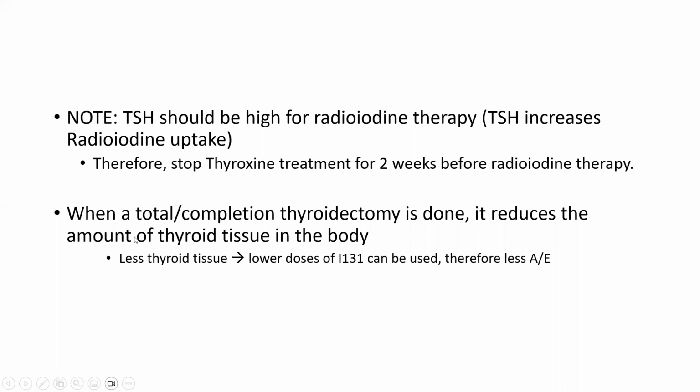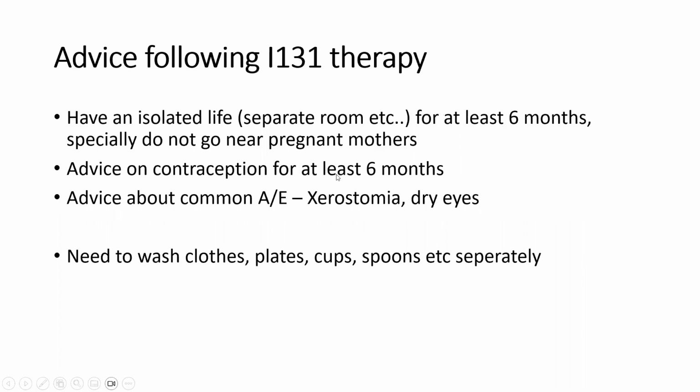And one of the advantages of doing a total or a completion thyroidectomy is it reduces the amount of thyroid tissue in the body. So when there's less thyroid tissue, we can use lower doses of iodine 131. Therefore, there are fewer adverse effects. There are quite a few adverse effects with iodine 131 therapy, like dry eyes, dry mouth. It can cause some degree of subfertility.